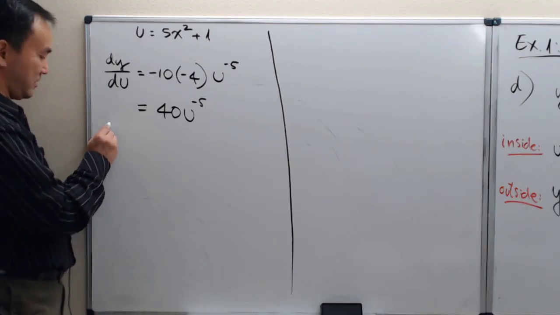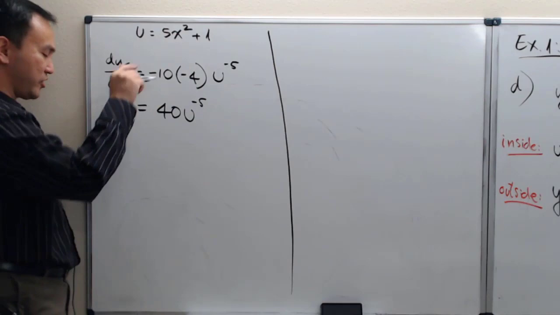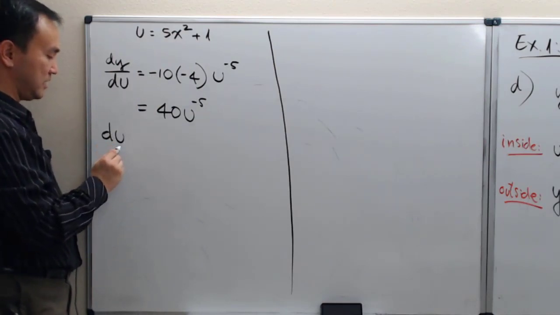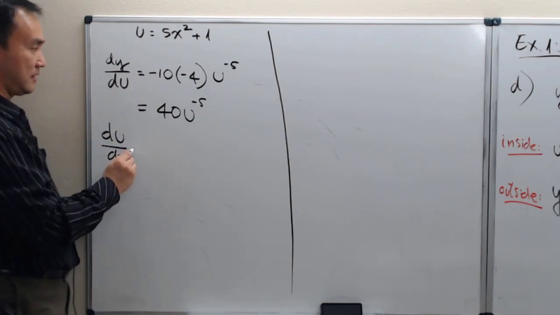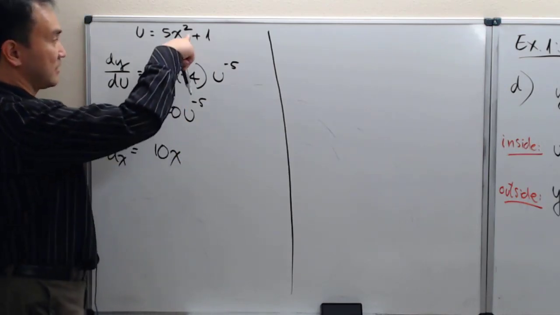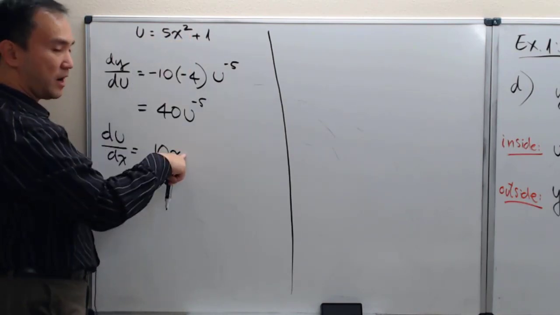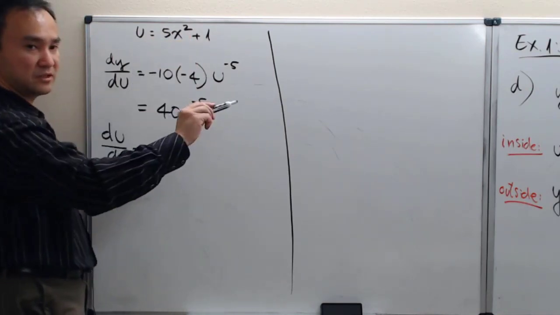Okay, so here the next step now is I'm going to need to find the derivative of the inside expression. So now it's du dx. So du dx here is going to be simply 10x. See, power 2 multiplies down, giving me a 10. The power is reduced by 1, 10x. The constant term is gone.